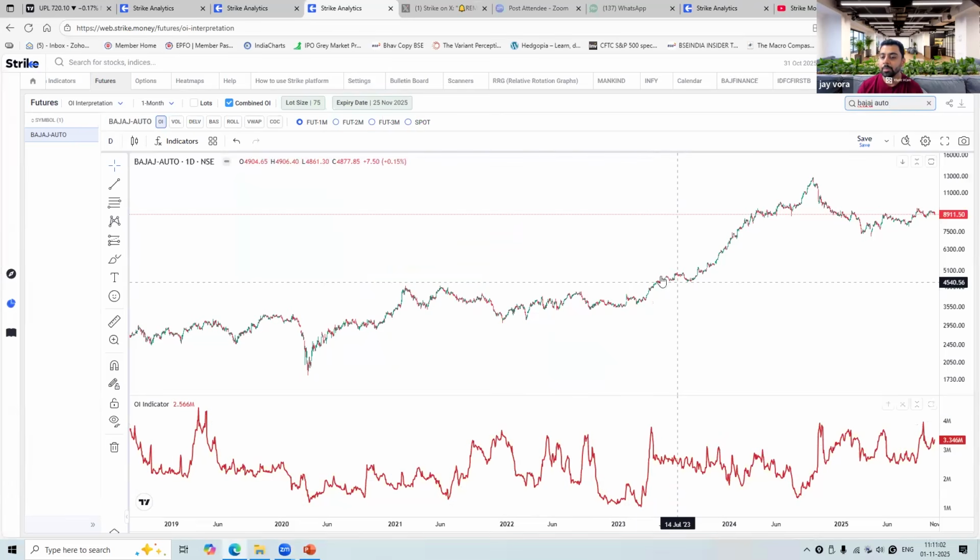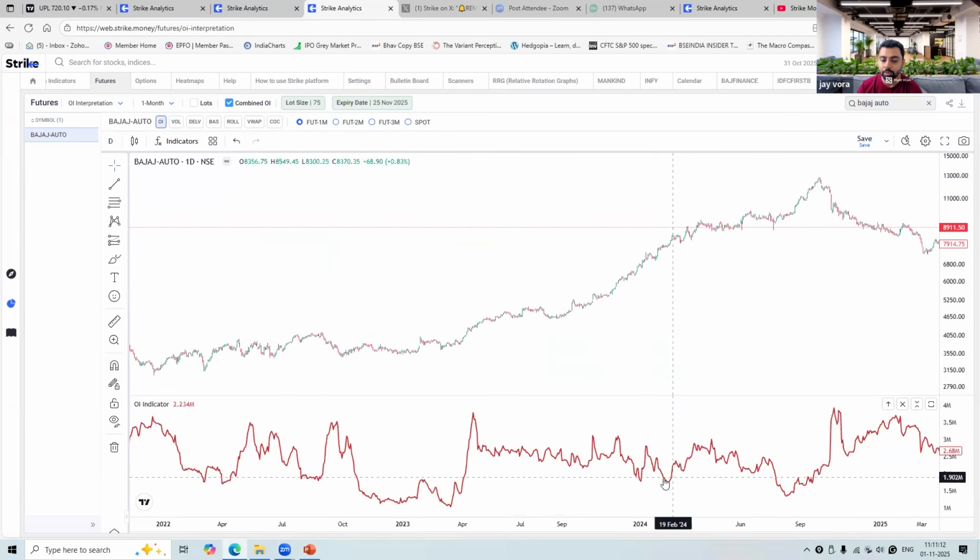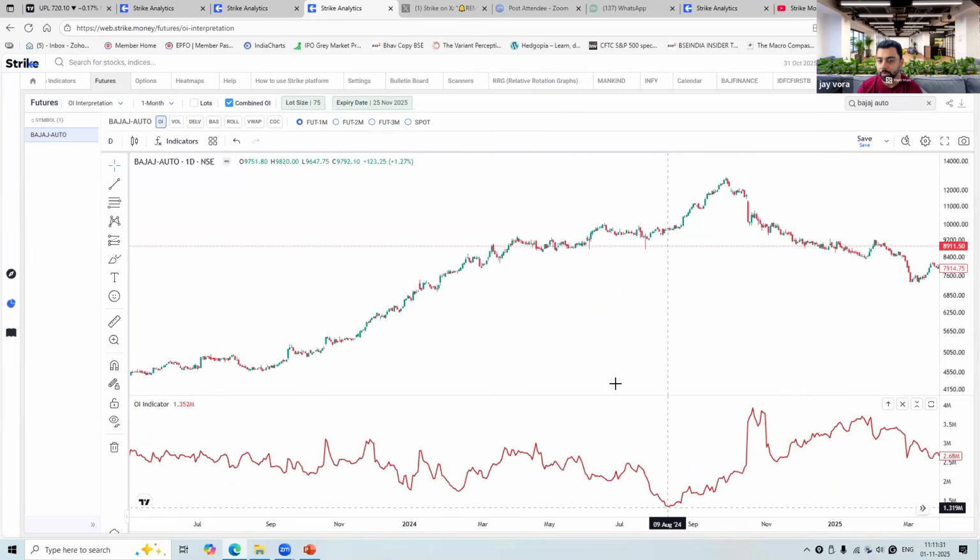What was happening is that when it used to go sideways, open interest used to come down. Then when the spike started happening, open interest used to rise higher. And this used to happen every time, like you see over here. In this minor correction and consolidation, the open interest went down. Again the stock started rising higher, open interest rose higher. Again when the pullback happened, open interest reduced, again picked up, again reduced, again picked up.